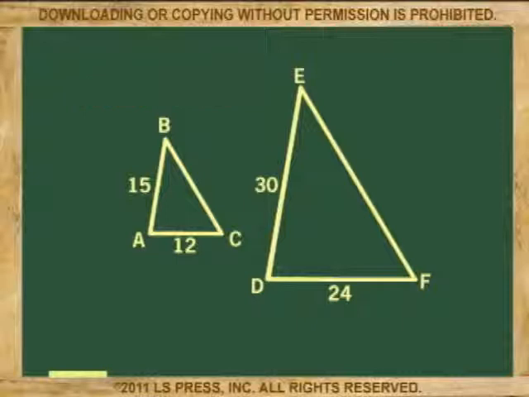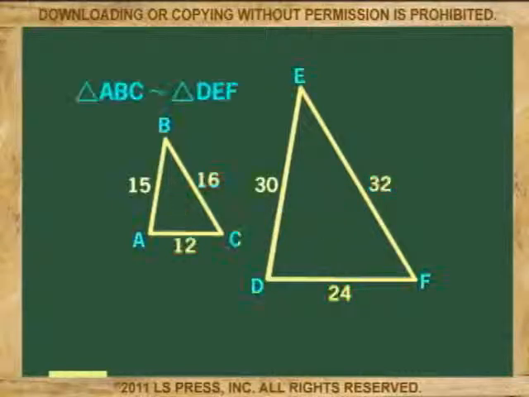Now, let's say we don't know that the triangles are similar. Well, in that case then, these three ratios must be the same, 1 to 2. So if the sides of two triangles are proportional, if they have the same ratio, then the triangles are similar.